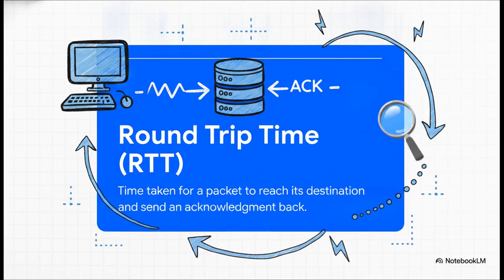This creates a really critical feedback loop. The sender pushes a packet out, and then it waits for that ACK to return. This heartbeat, this continuous back-and-forth communication, is the foundational metric that is going to dictate the entire speed of our connection.